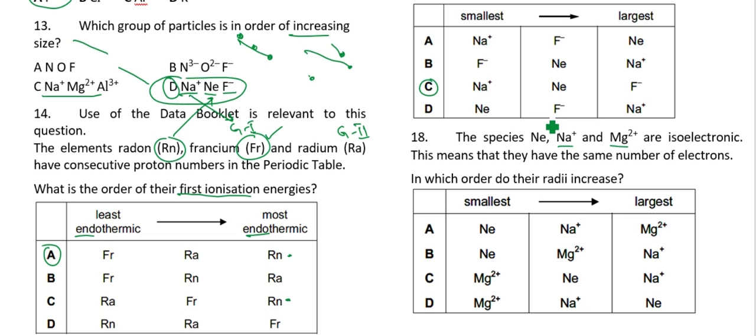So the right answer should be: the smallest is magnesium, then sodium. That choice we have only here. If you ignore neon, you can still easily answer. If you just focus on magnesium and sodium, you can easily answer. No need to focus on neon.